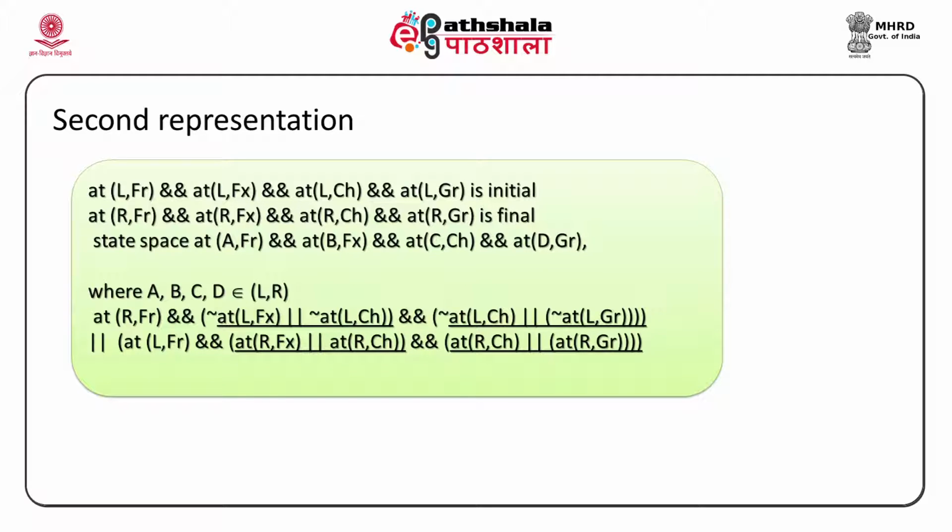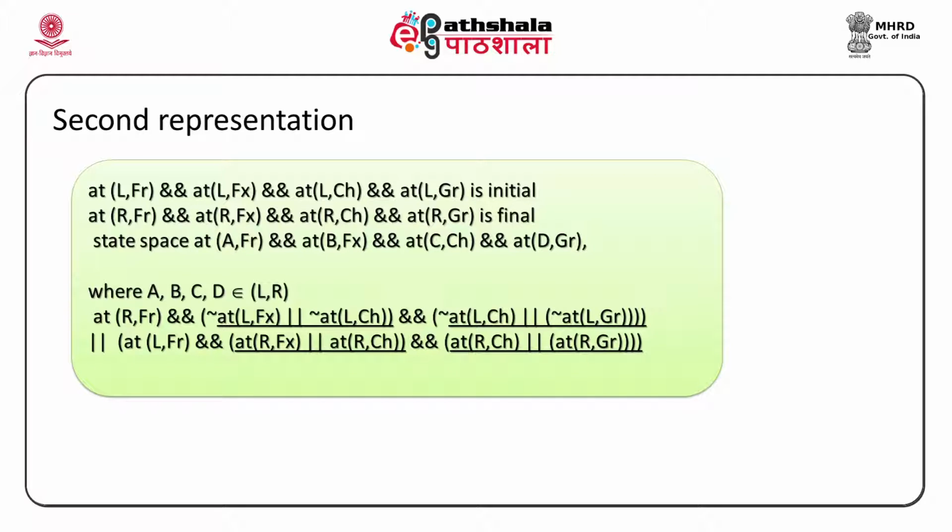It says if farmer is on the right side, fx and ch cannot be on the left side, okay, and ch and grain also cannot be on the left side. Now this actually is more readable than the previous one. Earlier we used to write the variable itself. Now we are writing the value of the variable. We say that at RFR, which is very clear, it says that the farmer is on the right hand side, and at LFX, which is not, it says that fox and chicken cannot be there together on the left side, and chicken and grain cannot be together on the left hand side. Now this is comparatively much more readable.